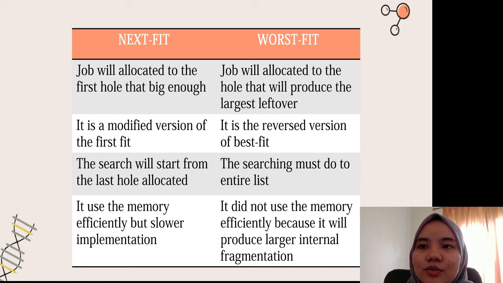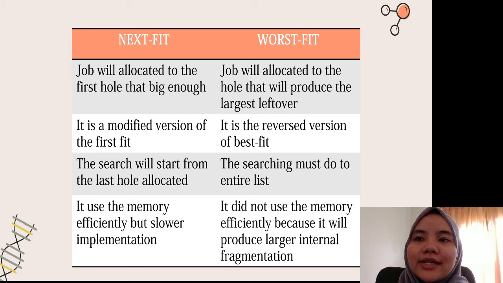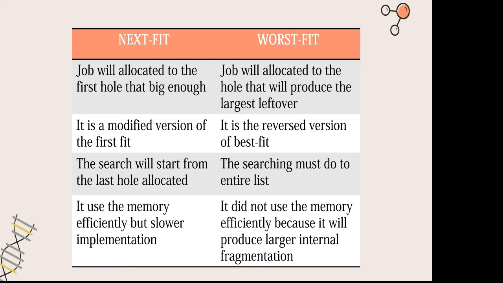NextFit search will start from the last hole allocated, but for WorstFit, the search must go through the entire list. NextFit uses the memory efficiently but is slower in implementation, whereas WorstFit does not use the memory efficiently because it will produce larger internal fragmentation.